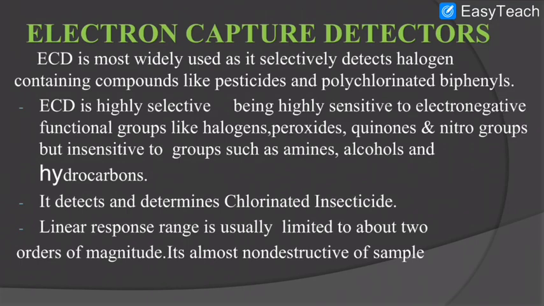It's a sensitive detector, but the linear range is only about 2 orders of magnitude. That means about 100 times. If the concentration increases, it is able to measure the intensity, that is, the current which is produced. Linear response range is usually limited to about 2 orders of magnitude, and it is almost non-destructive of the sample.